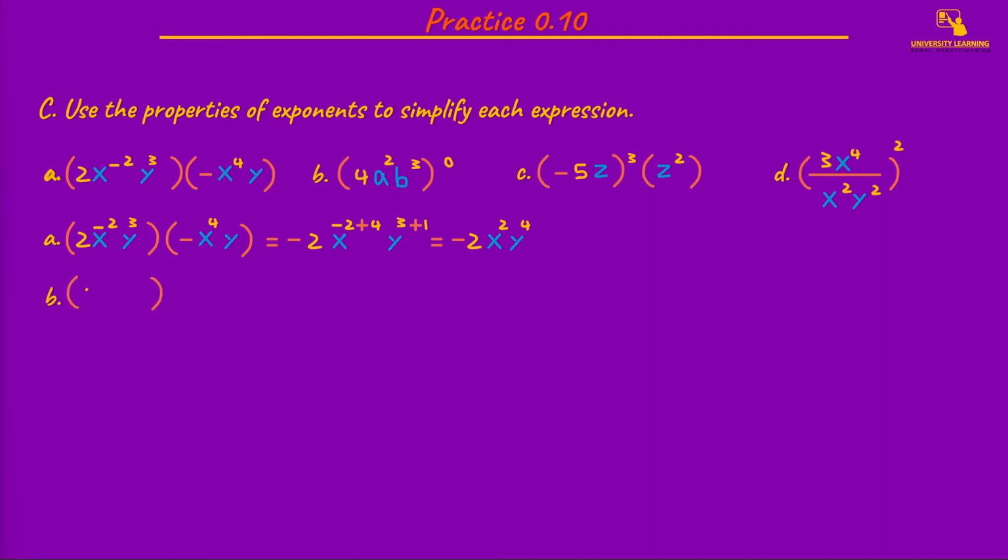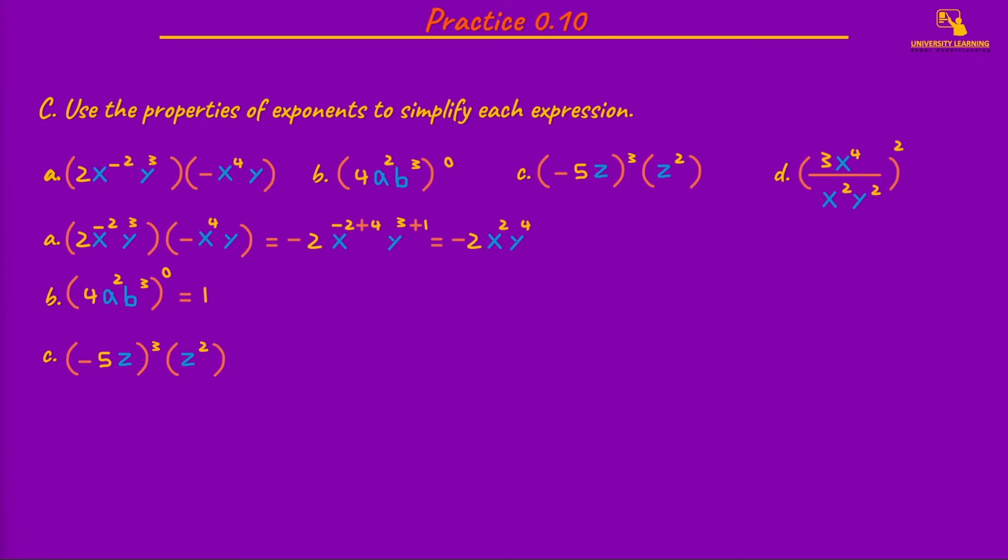Let's move to point B. We have parentheses 4 multiplied by a squared and b cubed, all to the power of 0. Now any number to the power of 0, the result of it will be the multiplicative identity, which is 1. Now let's move to point C. We have parentheses negative 5z all cubed multiplied by z squared.